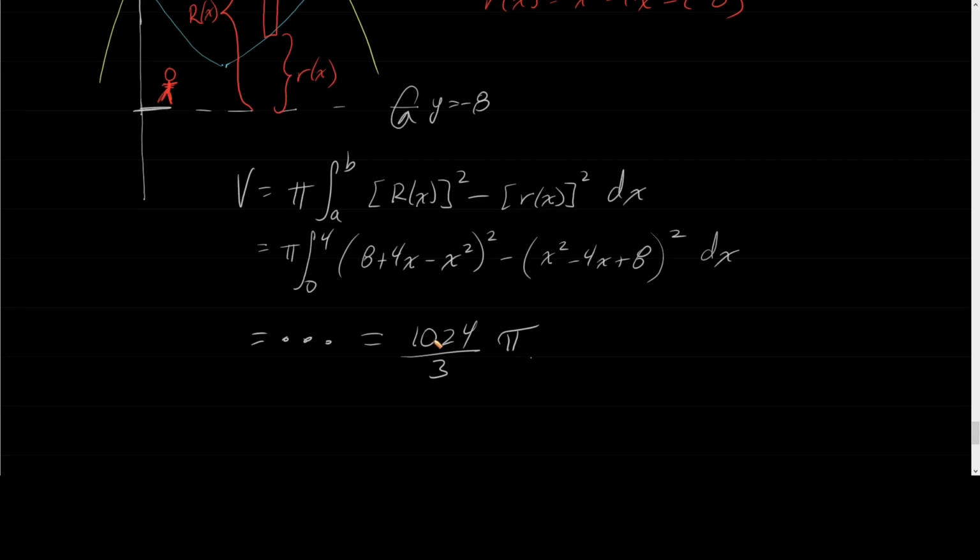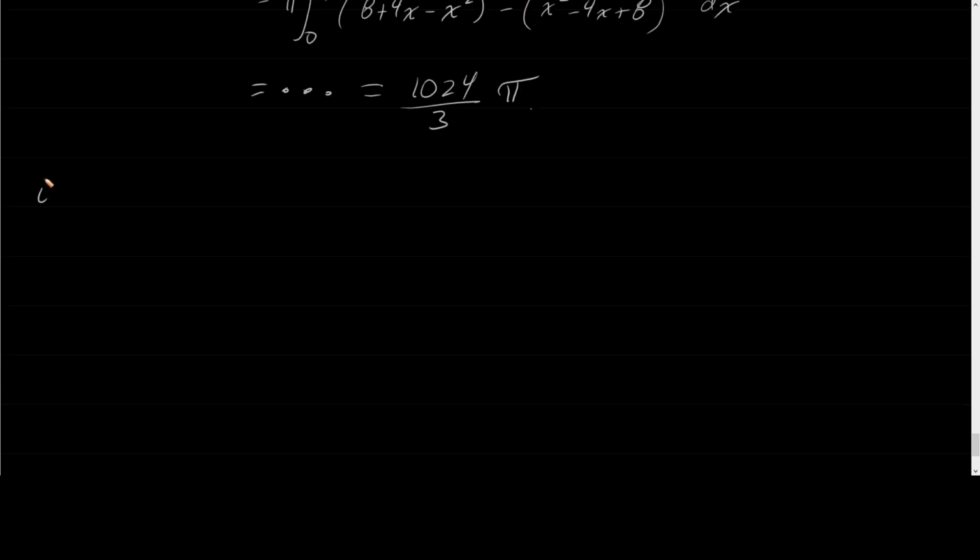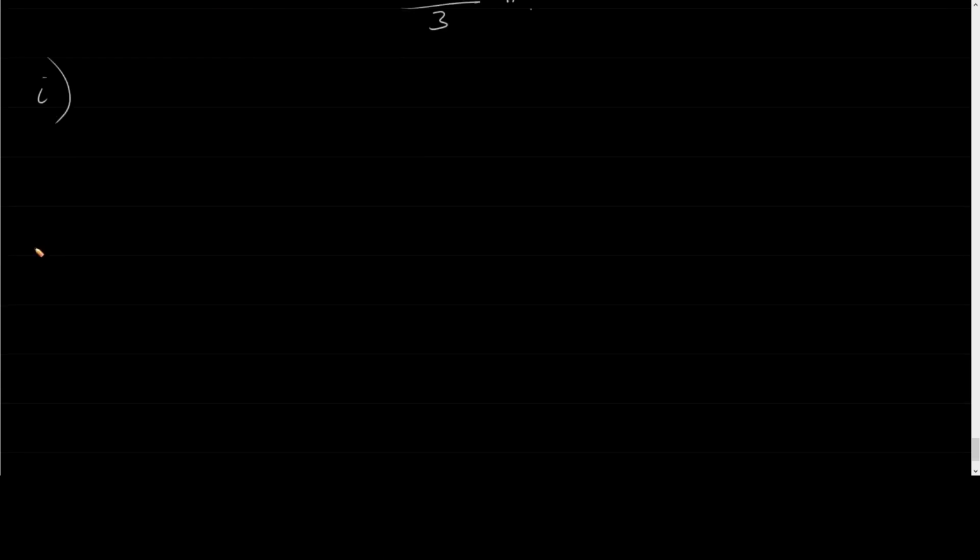I'm going to do one last example here, and this is example I, and it's going to be bounded by the following. Let's say we have a region bounded by y equals x squared plus 1, y equals 0, x equals 0, and x equals 1, rotated about the y-axis.